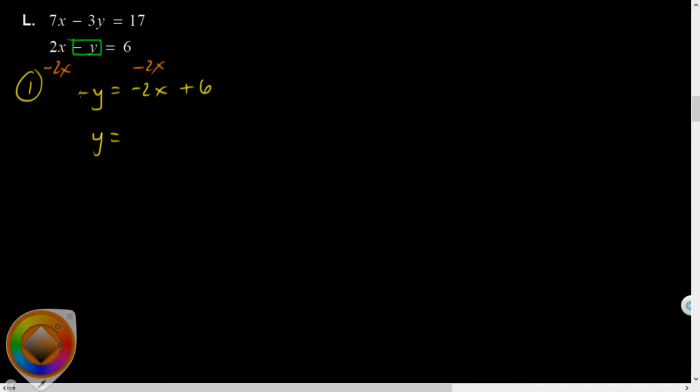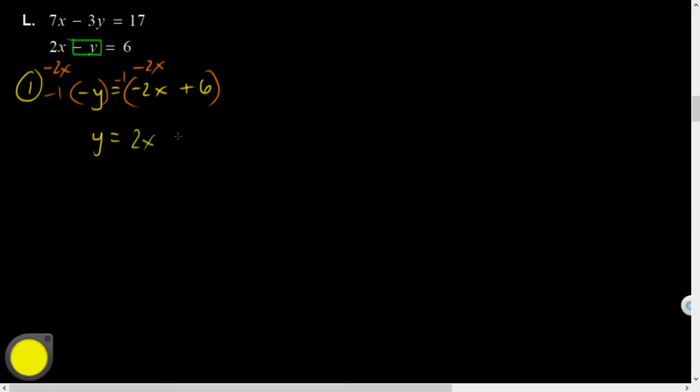How could I get rid of this minus sign? There's a couple ways you can think about it. You can just opposite both sides completely. You can multiply both sides by negative 1, or you can divide both sides by negative 1. It doesn't matter. But it's just going to change the sign of everything. Negative 1 times negative 2x is positive 2x. Negative 1 times 6 is minus 6. 2x and negative 2x canceled out, which is why just negative y was left by itself.